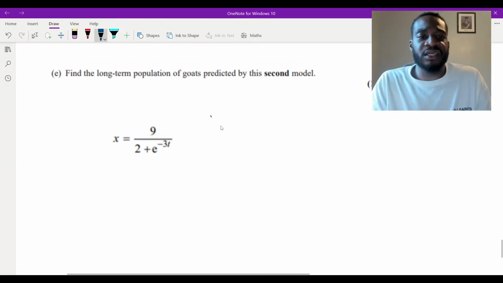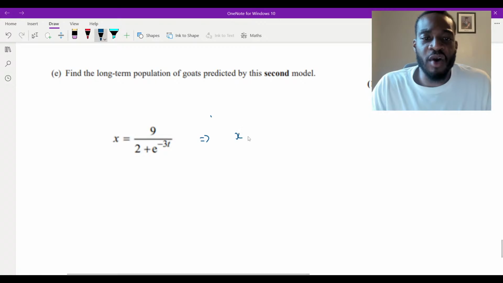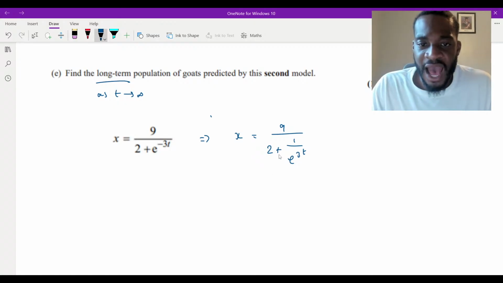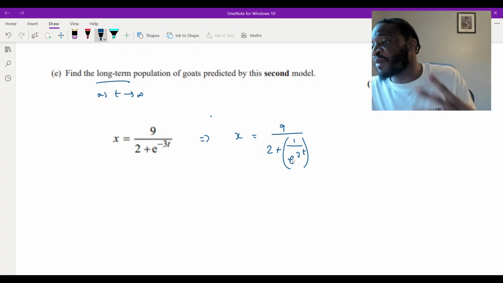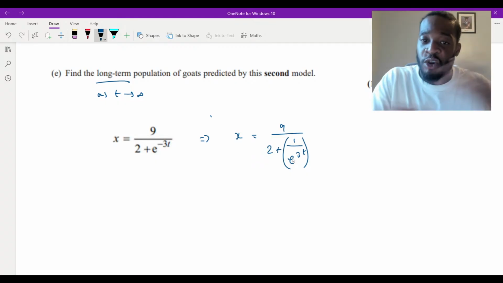If you inspect this algebraically, you've got x is equal to 9 over 2 plus, and I'm going to write this as a fraction, 1 over e to the 3t, right? Long term, that means as t goes to infinity. What happens as t gets really, really big? As t gets really, really big, this is going to become 0, isn't it? Because we're doing 1 over an exponential. Exponentials grow exponentially. It's going to increase rapidly.